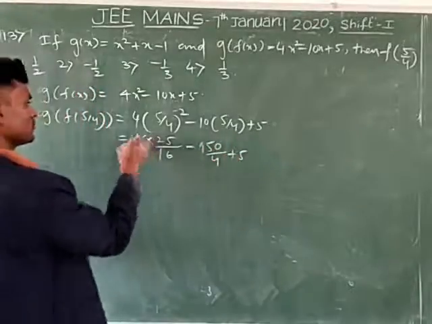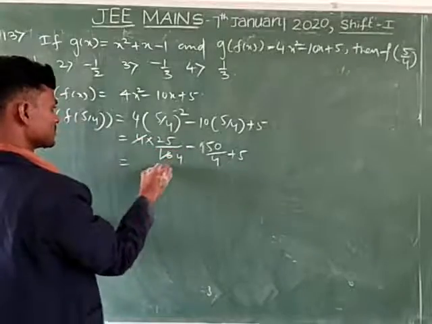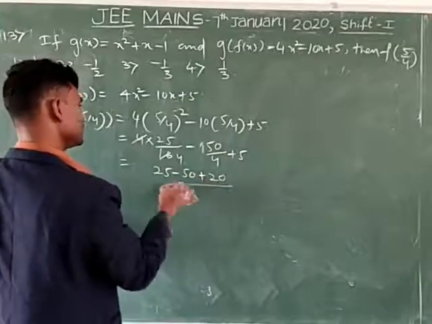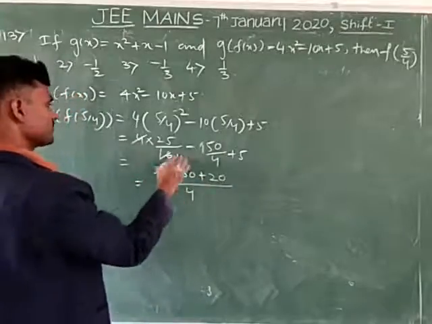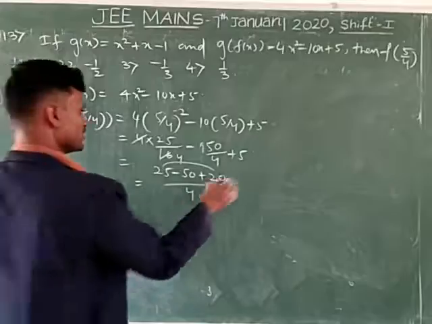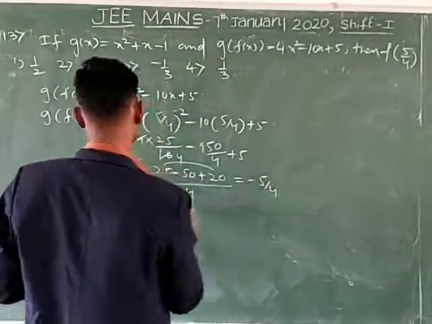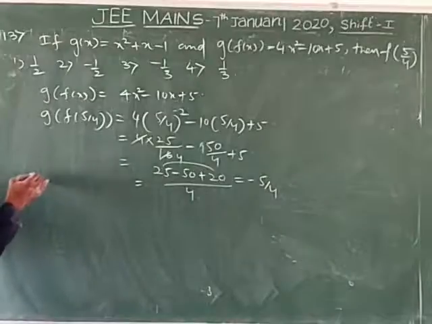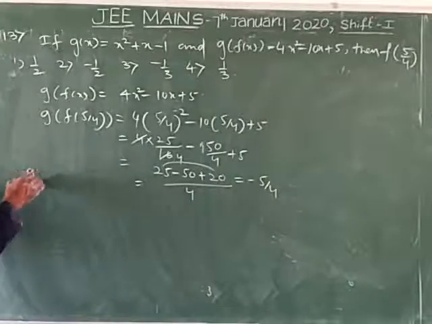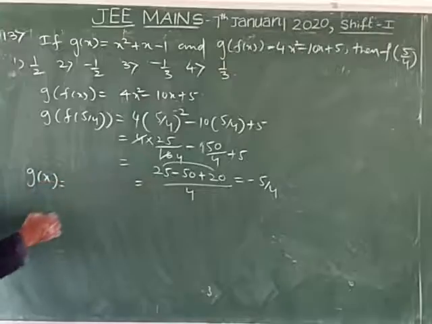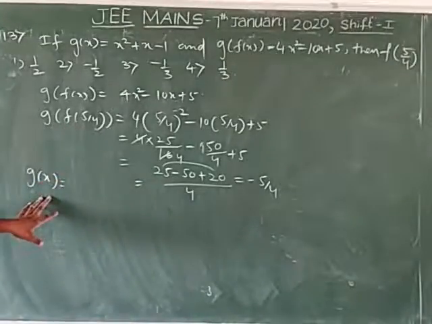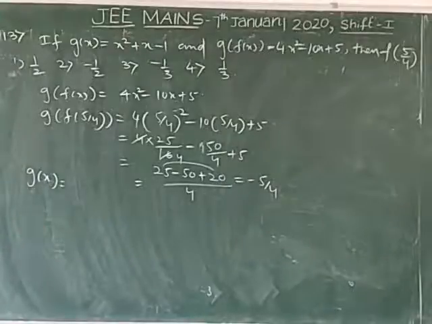Now this is 4 into 25/16 and 10 into 5 is 50/4 plus 5. Then 4 ones are 4, 4 fours are 16. Now 25 minus 50 by 4 is 20 by 4. Now 20 plus 25, 45 minus 5... by 4. This value is equal to minus 5/4. Now here g(x), actually this looks like g(x). Okay, now we have to find the g(x) value.